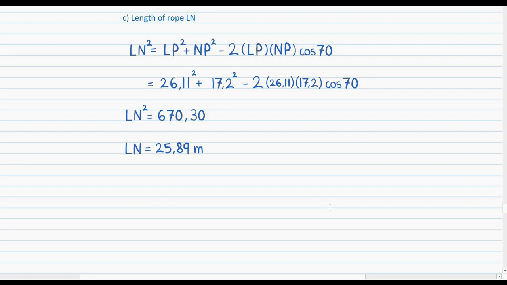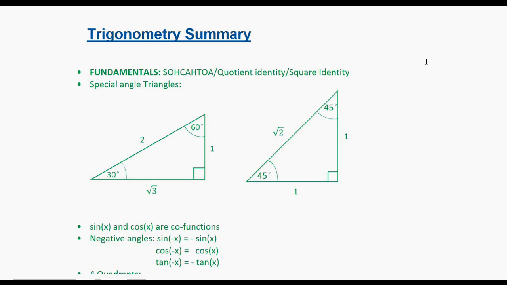And with that, we've covered the final example for the topic. I'll conclude this video by summarizing everything we've looked at. First, I start off by going through the various fundamental concepts and equations that you need to understand to go forward with trigonometry. The first of which is the acronym SOHCAHTOA, which stands for sine is equal to opposite over hypotenuse, cos is equal to adjacent over hypotenuse, and tan is equal to opposite over adjacent.